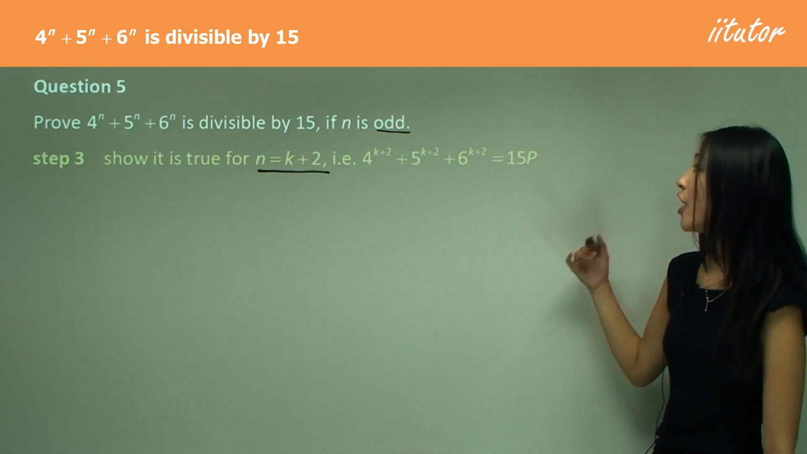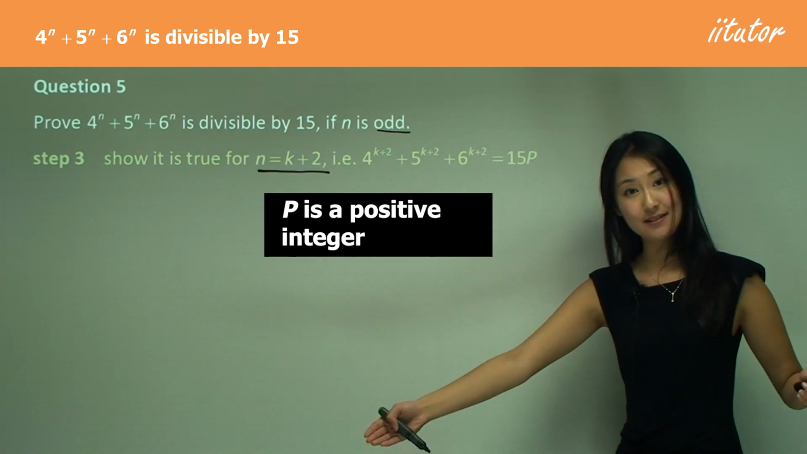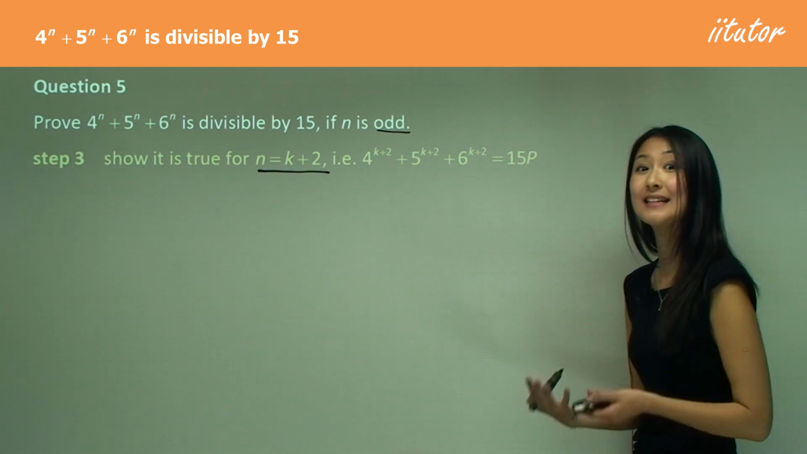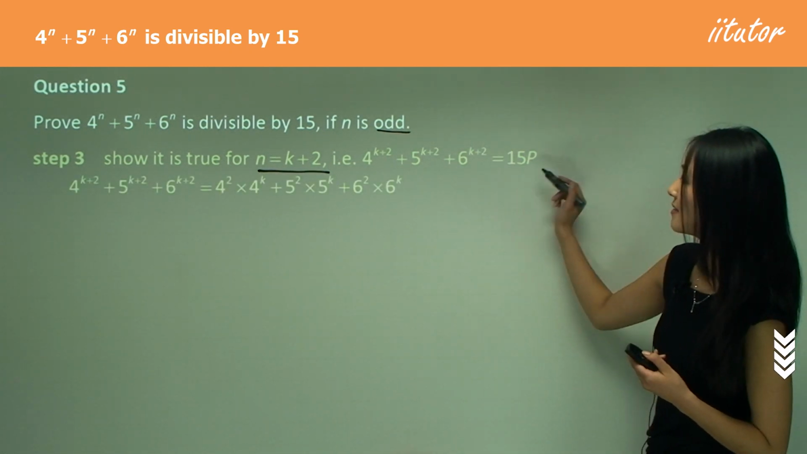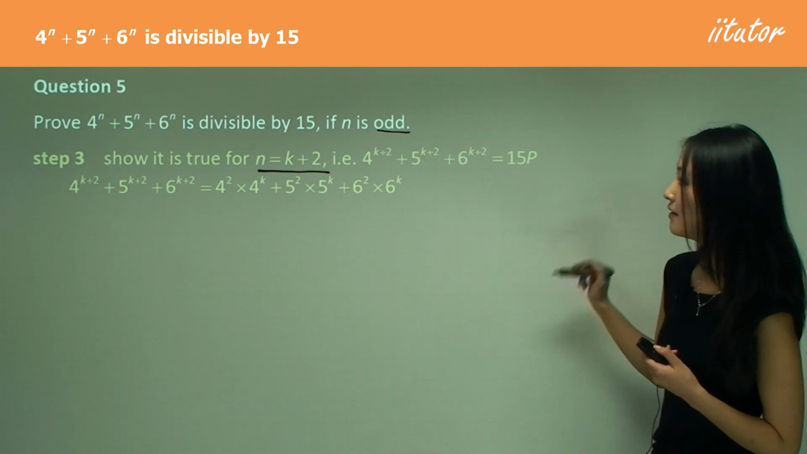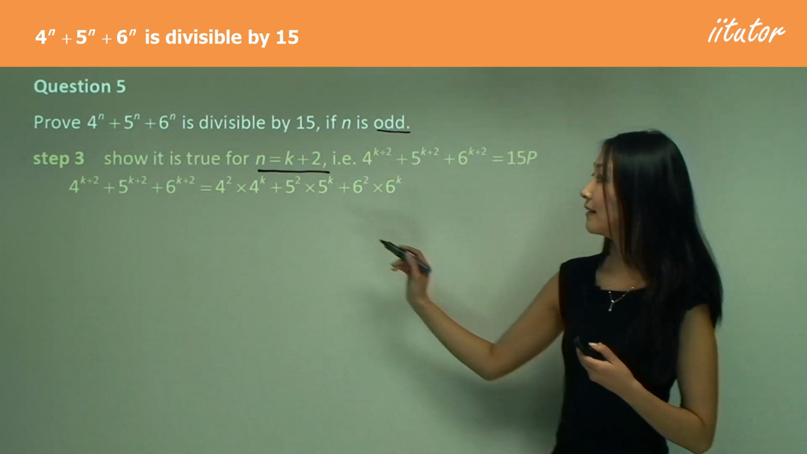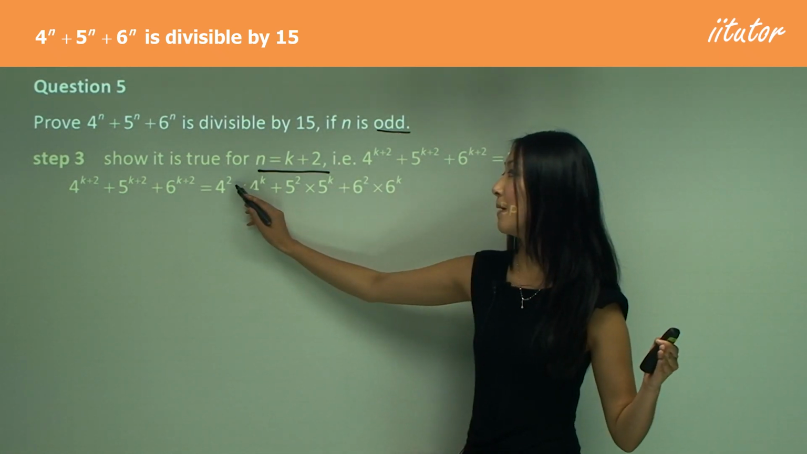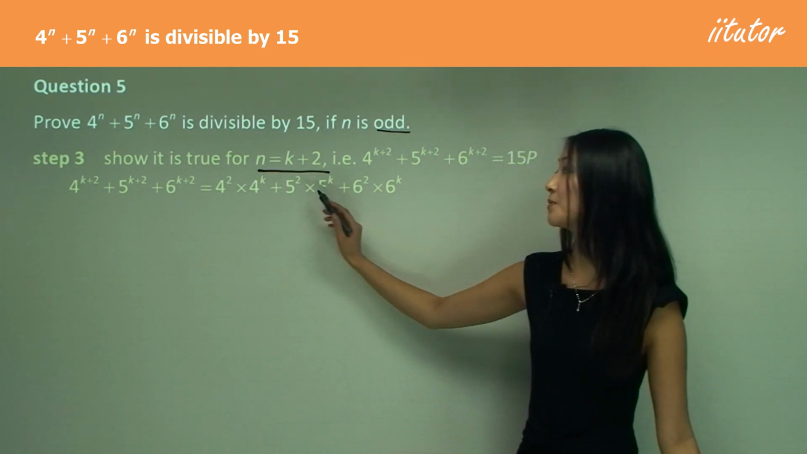And I want to show that it's divisible by 15, which means that at the end of this, I want to be able to factorize out 15, right? That's the way we show that's divisible, is if we can factorize that number out the front. To show that this is divisible by 15, first thing I want to do is manipulate that. And what I've done here is I've just separated all the k plus 2 into to the power of 2 and to the power of k. So for 4, 5, and 6, this is what I've done.